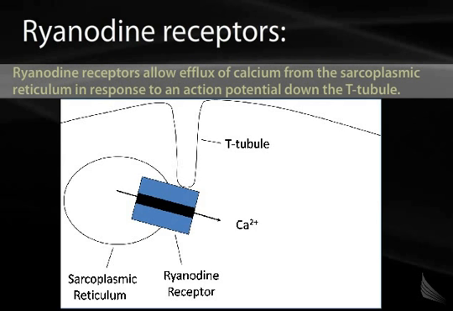In cardiac muscle, you also have ryanodine receptors, but they're gated in a different manner. They cause release of calcium via an influx of calcium from the extracellular space. This is referred to as calcium-induced calcium release, and this is a phenomenon that occurs in cardiac but not skeletal muscle.